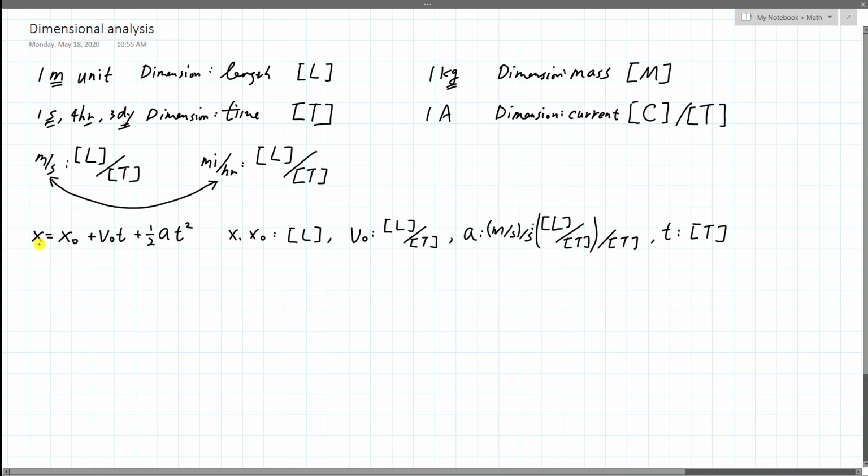So now let's do this. This x here is a unit of length, and that's equal to another x0, which is also a unit of length. So far so good, right? So we have the same units being equated, subtracted, or added. And then the unit of v0, velocity, is length over time. Then multiply by t, so times another time, which divides out the 1 over time. So we still have length. That looks good.